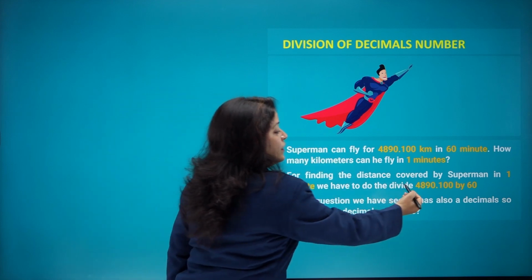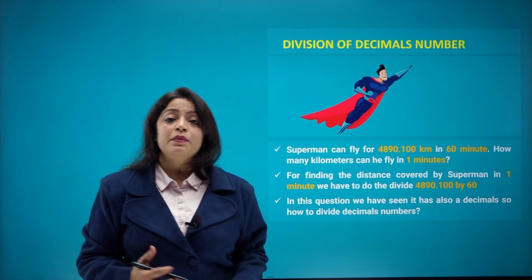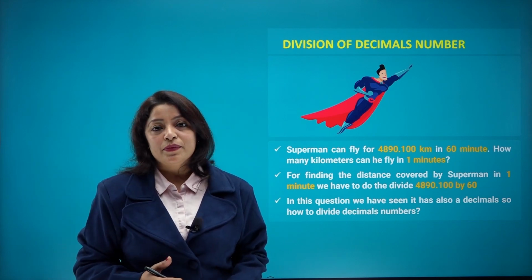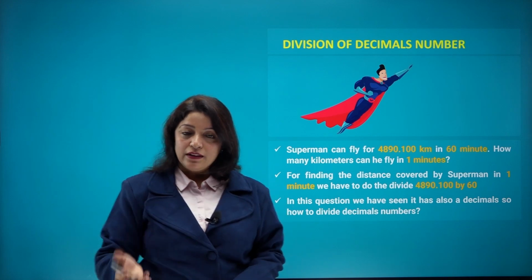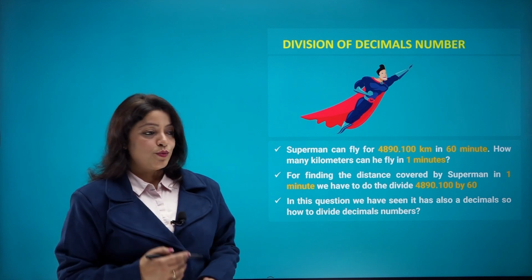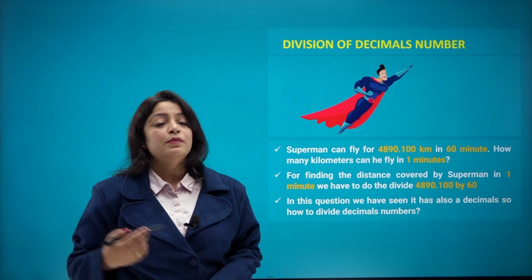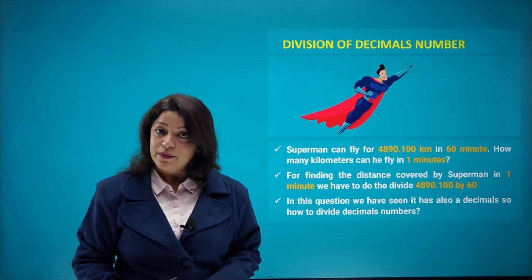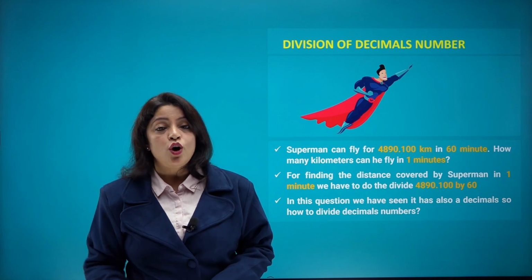And when we divide this number by 60, here a decimal number is divided by another number. So we know how to divide a simple whole number by numbers. In the same way we can divide the decimal numbers also. So let's see how to divide a decimal number by a decimal number, or a decimal number by a non-decimal number.